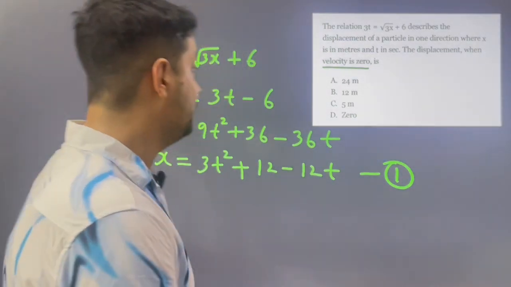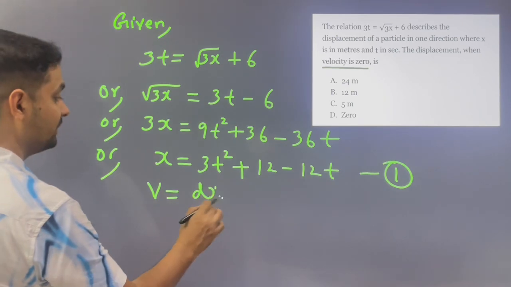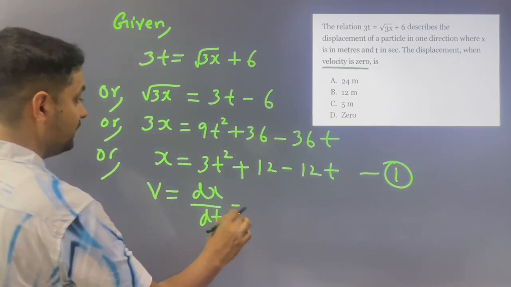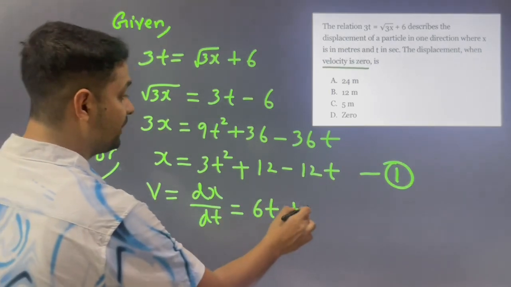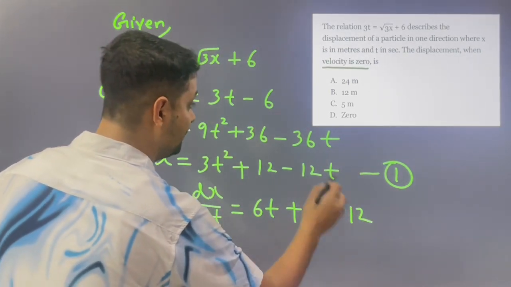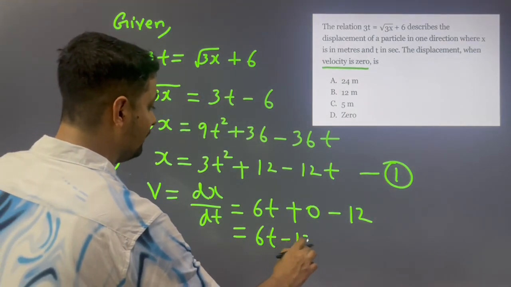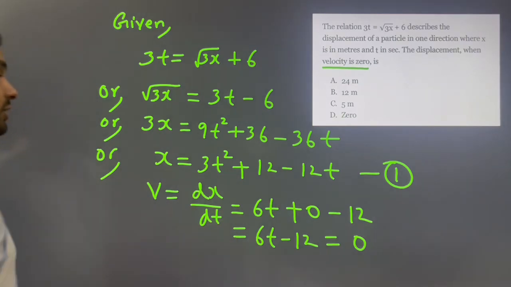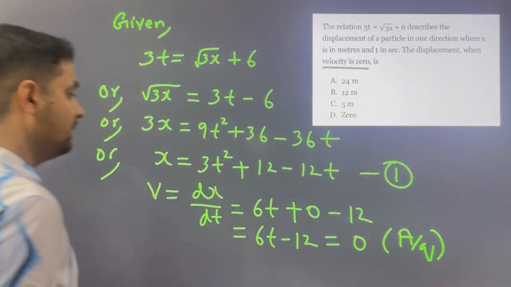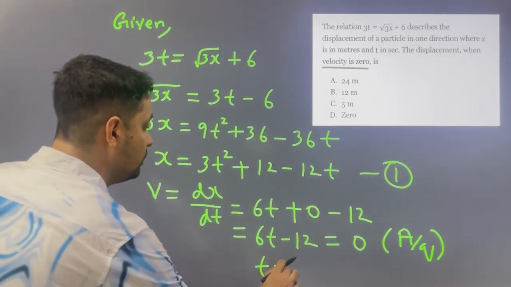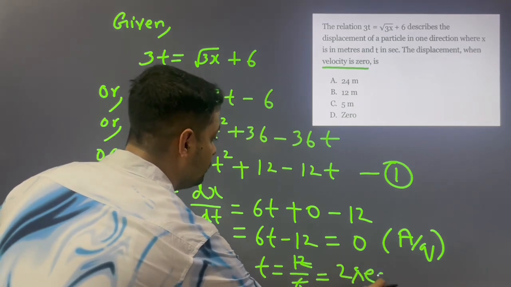Now you have to find velocity, because velocity is 0. So for finding velocity, you have to differentiate x with respect to time. So here you will get 6t, plus the constant's differentiation is 0, minus 12 times dt, which is 1. So it will be 6t minus 12. That is 0 according to the question. Now here you will get the t value as 12 divided by 6. This is 2 seconds. So you got the time, 2 seconds.